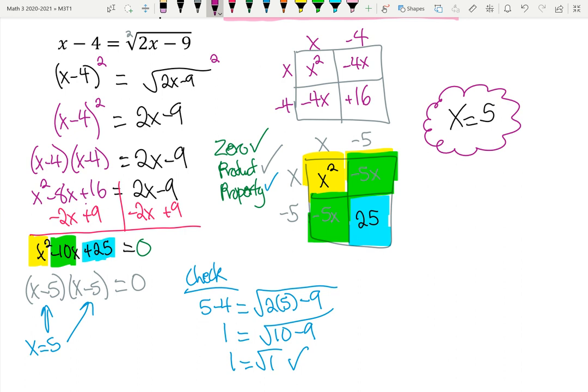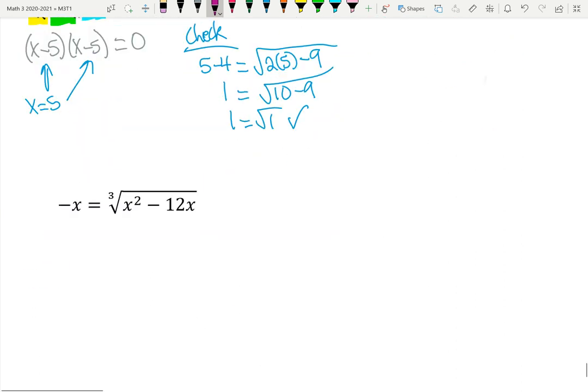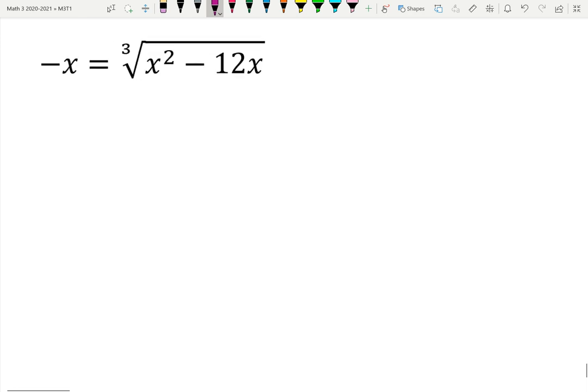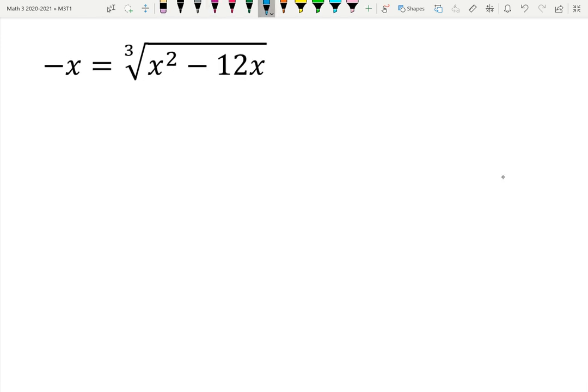Let's do another example. All right. Now, even though it's not the same index, it's to the third. I'm going to start out by raising this to the third power and this to the third power.